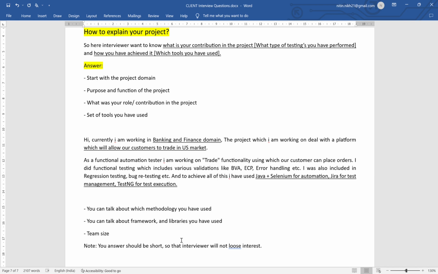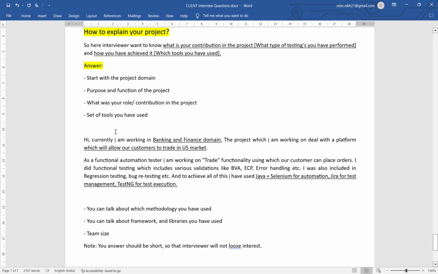like a BDD framework or data driven framework, and you can talk about the folder structure, like where you manage your POM classes, where you manage your test classes, where you keep your properties files, configuration files, like that. You can also talk about all the libraries which you have used. We add libraries into our pom.xml. So you need to mention all the libraries, like for test management, you need to have a library from TestNG, then Apache POI we use. There is a set of libraries which we use.